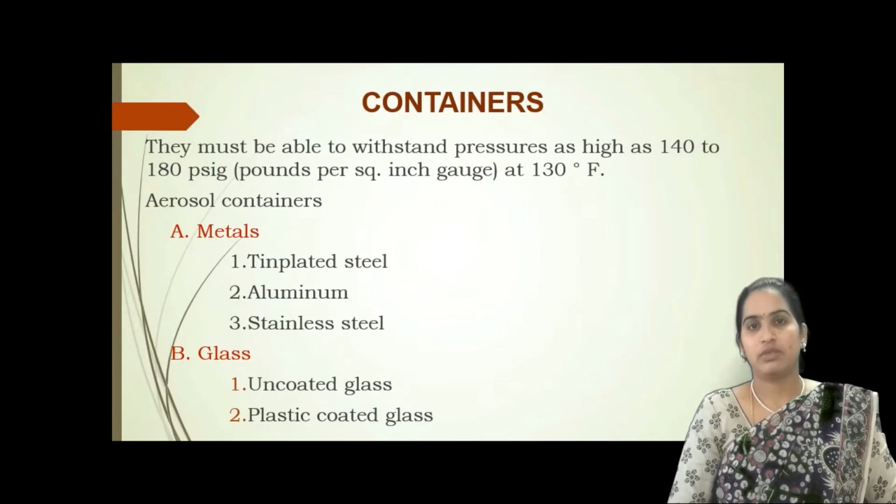They must be able to withstand pressures as high as 140 to 180 pounds per square inch gauge at 130 Fahrenheit. The different container materials used for aerosol containers fall into two categories: metals and glass. In metals, different metals can be used like tin plated steel, aluminium and stainless steel. And in glass containers, uncoated glass and plastic coated glass can be used.